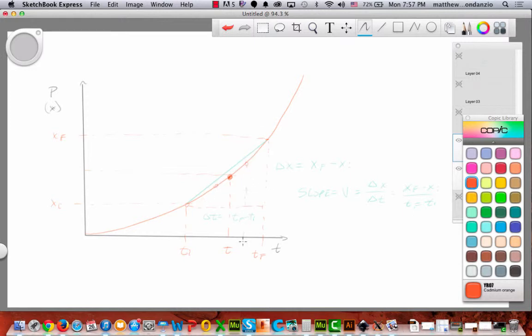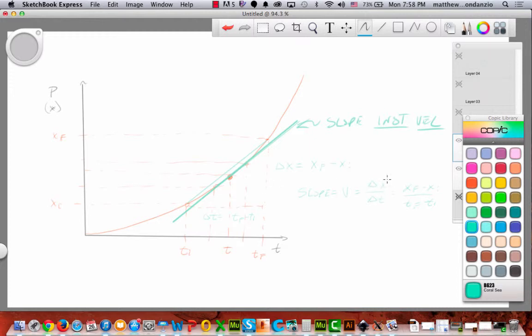So here's my new position, and my new position. And here is my new slope, from there to there, right? I'm getting closer, aren't I? So I can keep getting closer and closer and closer until I finally get to that tangent line, which is tangent to that surface at that point. And that slope of that line is my instantaneous velocity.